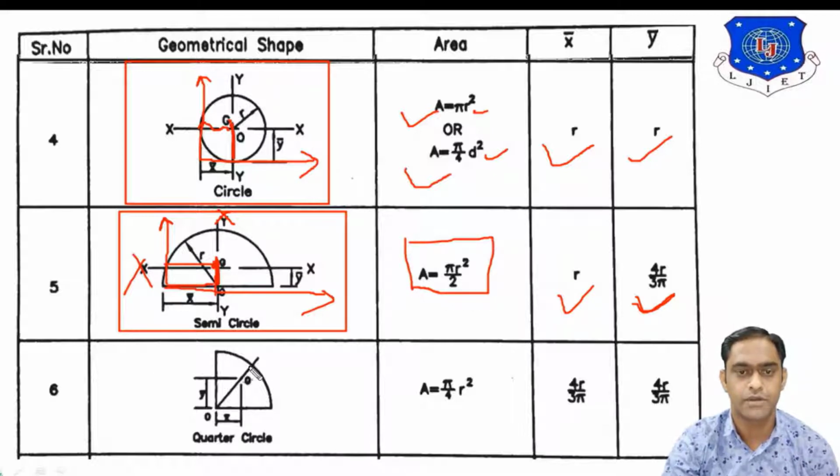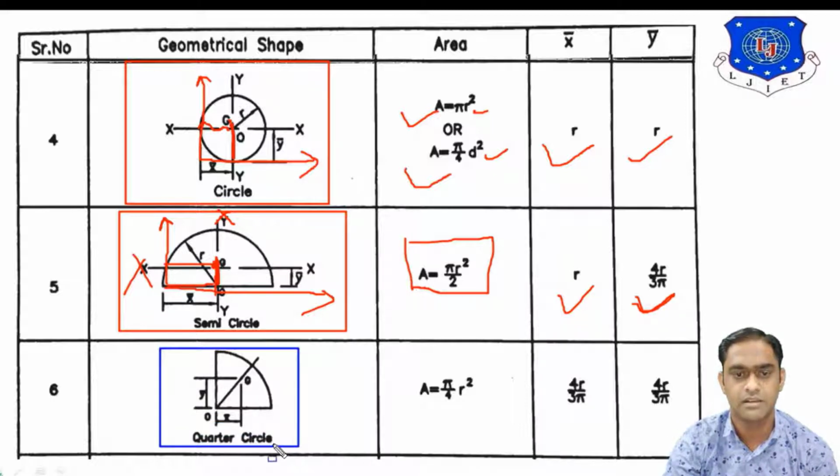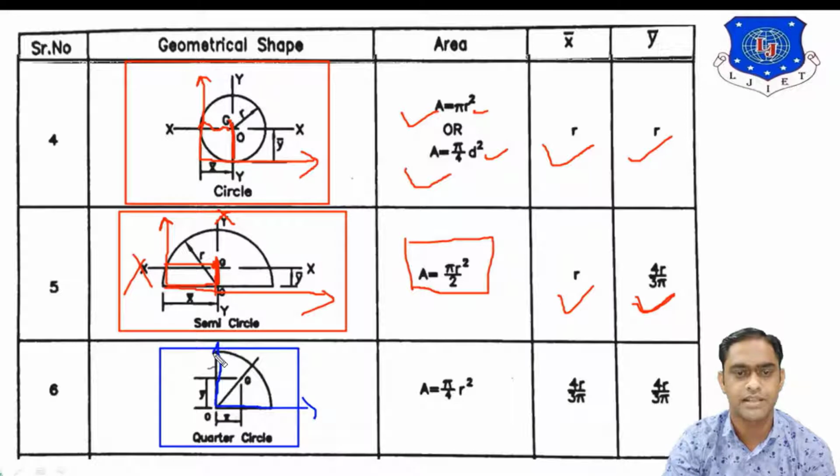So this is the formula for the semicircle. Now let us check the formula for the quarter circle. So this is the quarter circle. You can draw x-axis from the bottom like this, and you can draw y-axis from the left side like this. This is the center of gravity, distance from y-axis and distance from x-axis. Both are 4r by 3 pi.